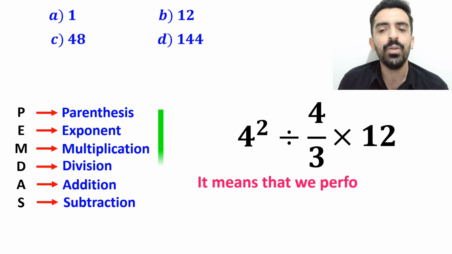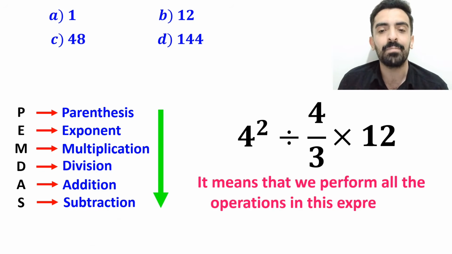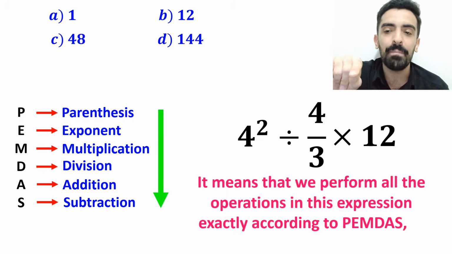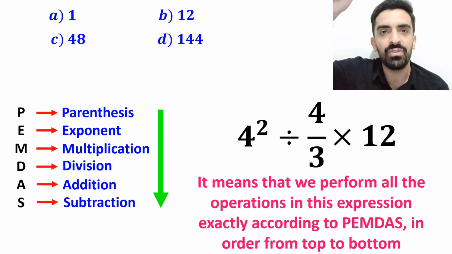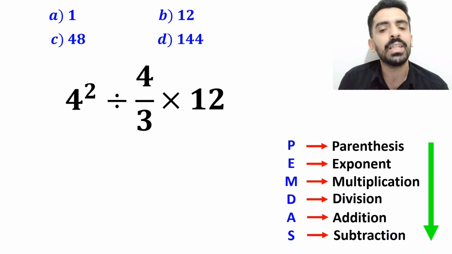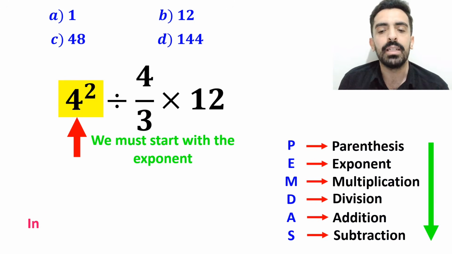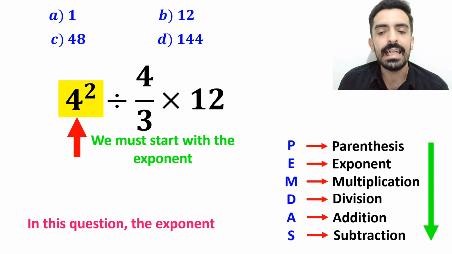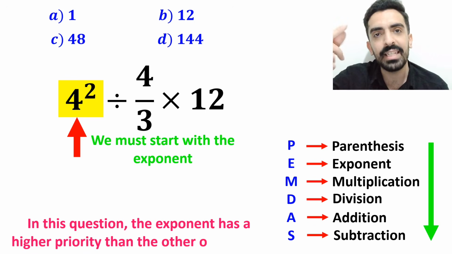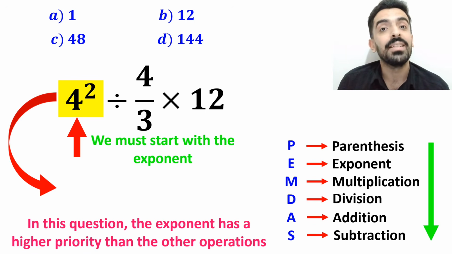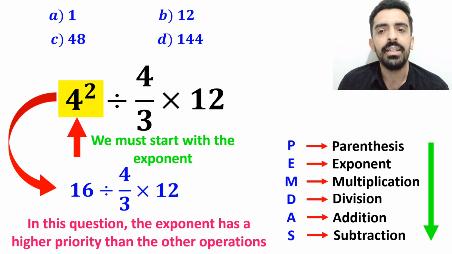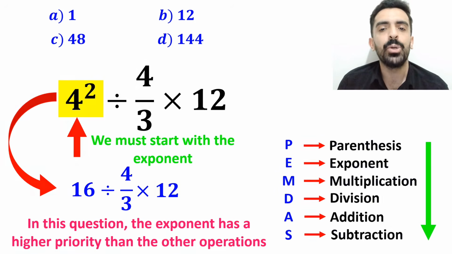It means that we have to perform all the operations in this expression exactly according to the PDMAS rule, in order from top to bottom. Okay, first we must start with the exponent, because in this expression, the exponent has a higher priority than the other operations. So, instead of this expression, we can write 16 divided by 4 over 3 multiplied by 12.